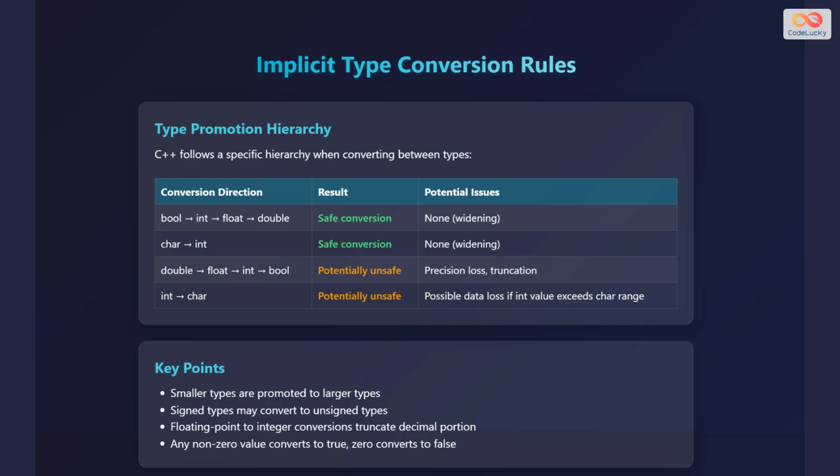But potentially unsafe conversions exist as well. Double to float to int to bool conversions can lead to precision loss or truncation. Similarly, converting an int to a char can result in data loss if the integer value exceeds the character range. Key points to remember are that smaller types are generally promoted to larger types, signed types may convert to unsigned types, floating point to integer conversions truncate the decimal portion, and any non-zero value converts to true, while zero converts to false.